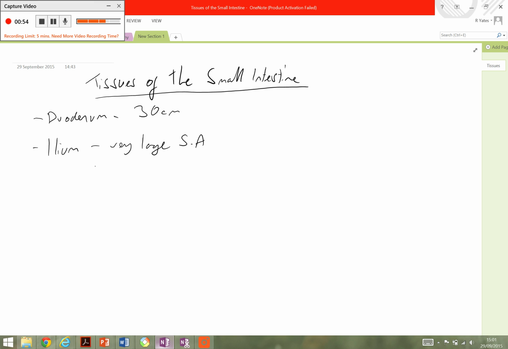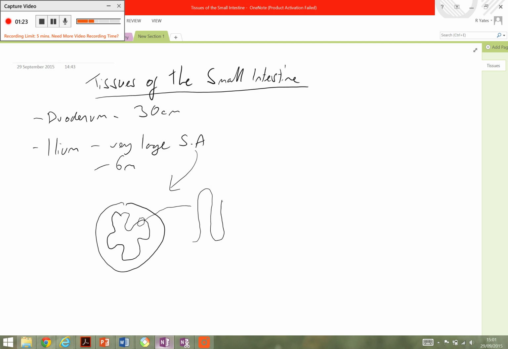It's around about 6 meters long in the body, and it's actually folded into circular folds. So if you take a cross section of it, it looks a little bit like this. And as you guessed, that's obviously to increase the surface area. If we zoom in on the wall of that, what you find are little finger-like projections called villi.